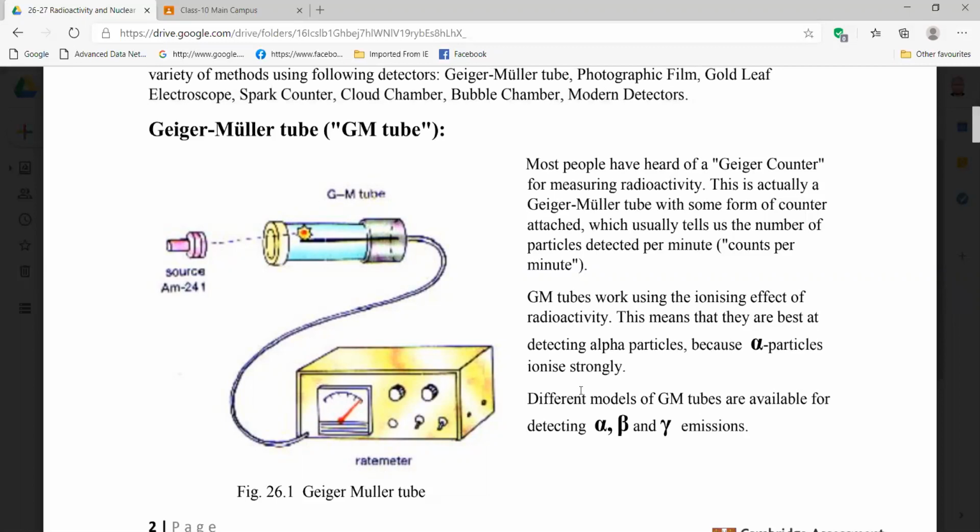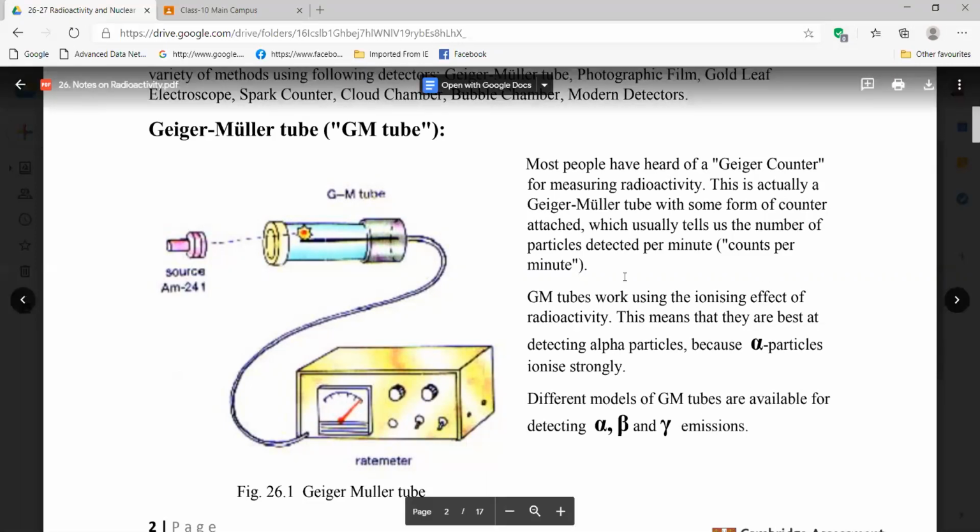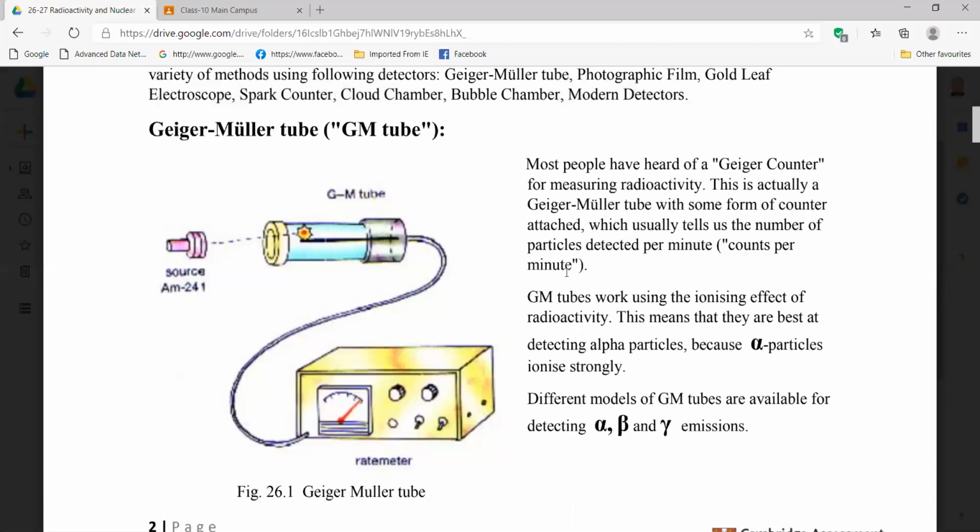Tell me, what is the unit for counting the radiation? Yeah, that is counts per minute. This is the unit. No, sir, there was another unit, becquerel. Yes, that is becquerel. According to the name of Henri Becquerel, there is one unit for radioactivity, radioactive emissions, that is called becquerel, and in short, it is Bq.